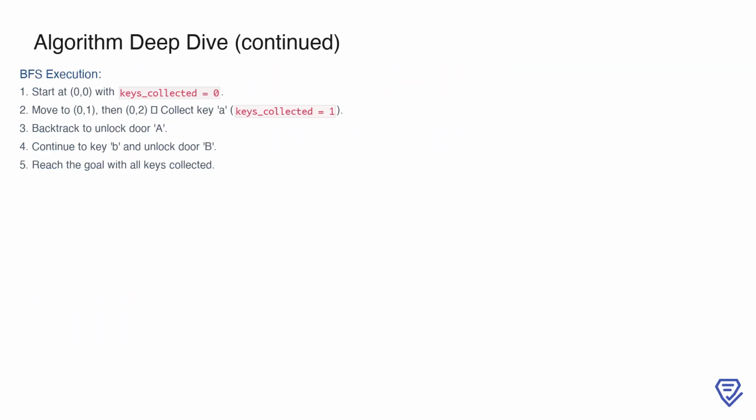To break down the BFS execution for the example grid, the player starts at position 0, 0, with no keys collected, represented as keys_collected equals 0. From there, they move to 0, 1, and then 0, 2, where they collect key a, updating the bitmask to keys_collected equals 1. Afterward, they backtrack to unlock door A, as the corresponding key is now in their collection. They continue navigating the grid, eventually reaching key B and collecting it, updating the bitmask further. With both keys in hand, they unlock door B and successfully complete the task.